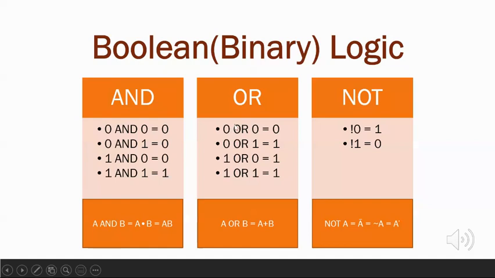In logical OR, 0 or 0 is 0. 0 or 1 is 1. 1 or 0 is 1. 1 or 1 is 1. That means in logic OR, either operand is 1, result is 1. In logic NOT, 0 is 1, NOT 1 is 0.